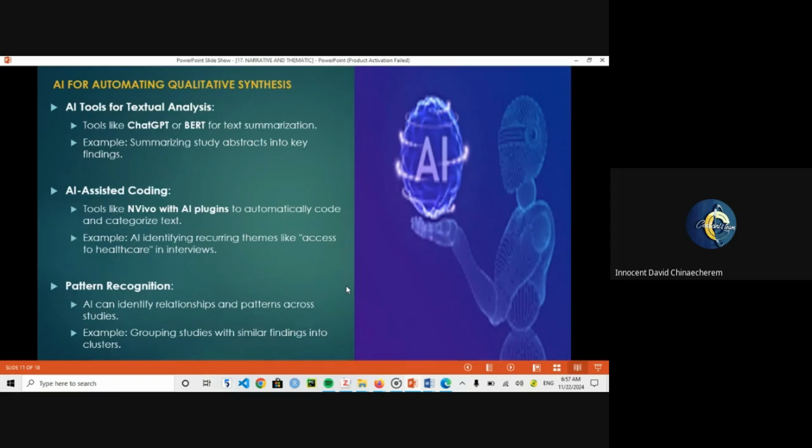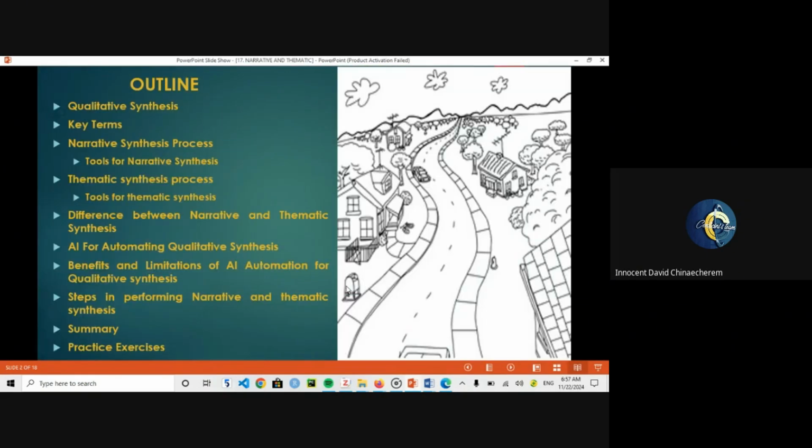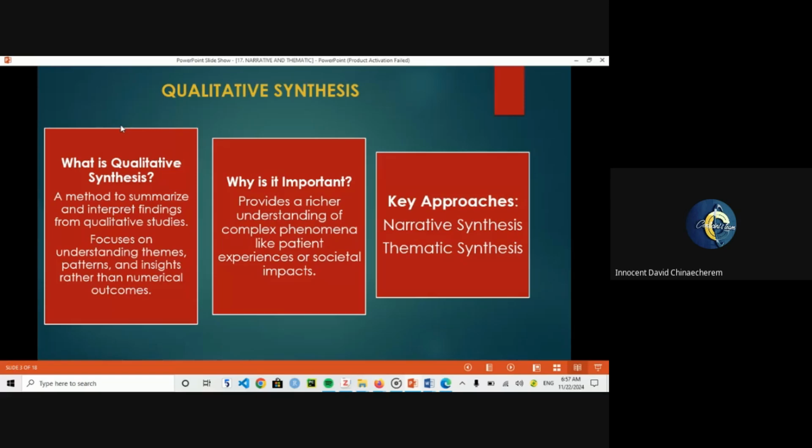So in summary, I'm just going to give a summary of what we talked about today. I'm going to summarize that from the outline. We started by talking about what qualitative synthesis is all about, some of the key terms, and like for narrative synthesis, what's it, what's thematic, what's coding, what does it mean, what's analytical, what are all these? What is the narrative synthesis process? We did explain that. The tools, same for thematic as well, the differences, AI automation, some of the limitations and benefits, the steps with summary exercises.